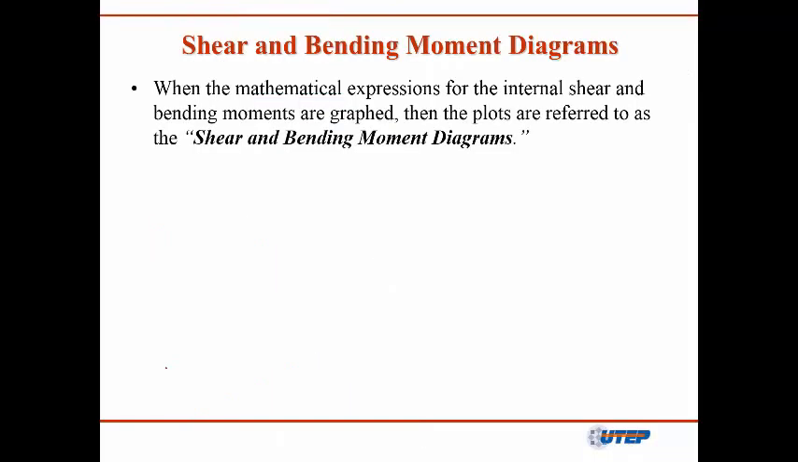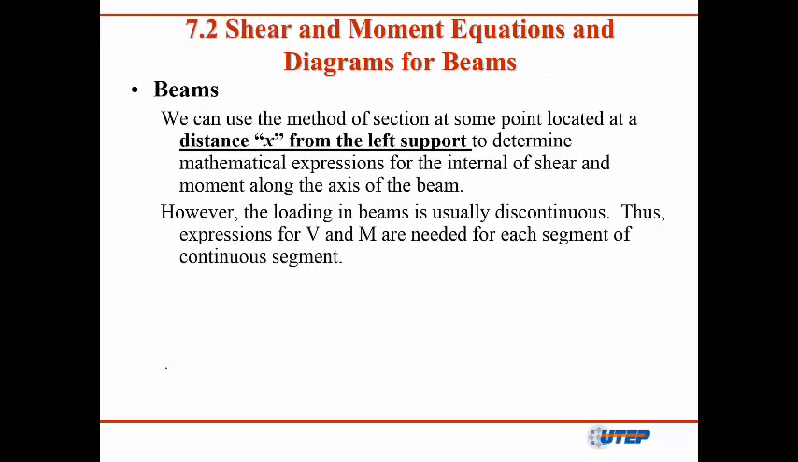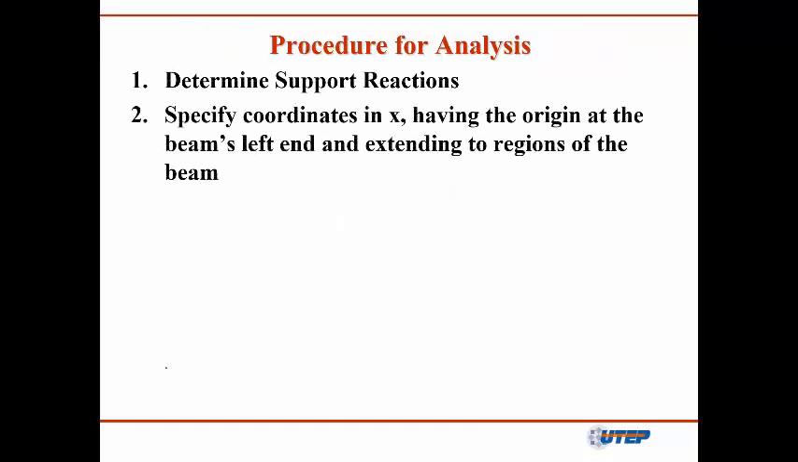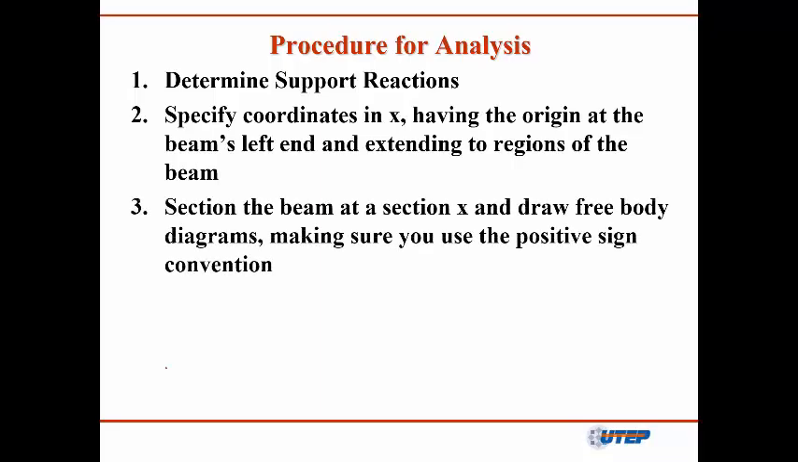As I said, we're going to do the shear and bending diagrams, and we can use the method of sections, like we said, and then determine a mathematical expression for the internal shear and moments. Rather than looking at a specific value, we'll develop the expression as a function of the length of the beam. It could be a column as well, so the concept would be the same. The procedure is to determine the support reactions, then specify coordinates x, having the origin at the beam's left end and extending to the regions of the beam.